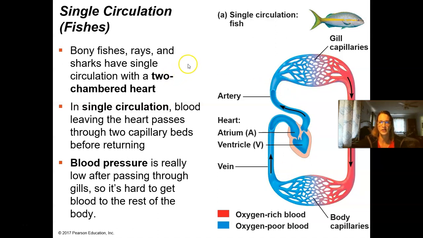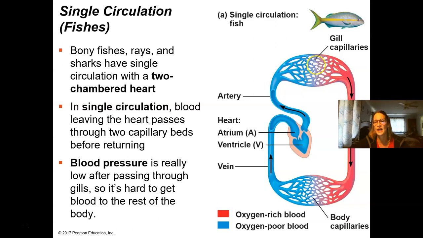In a single circulation system, the blood leaves the heart, and then it ends up having to pass through two different capillary beds before it returns to the heart. The first capillary bed is going to be in the gills. Remember, the gills are where the blood is going to gain oxygen. It's going to release carbon dioxide and gain oxygen from the water. So it's utilized in a similar way as lungs would be.